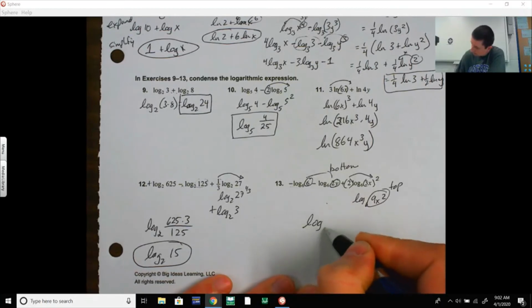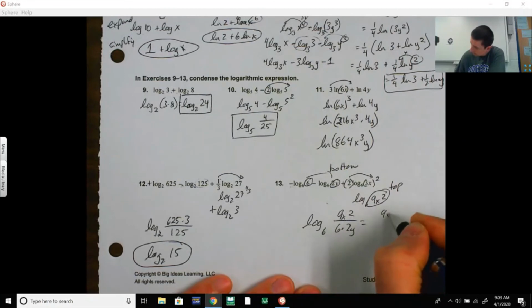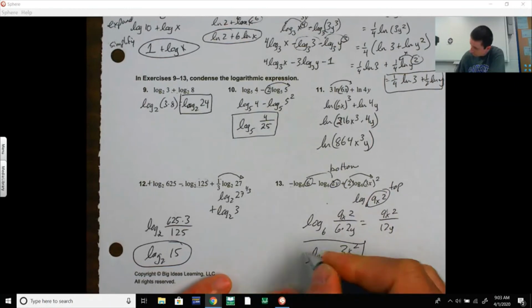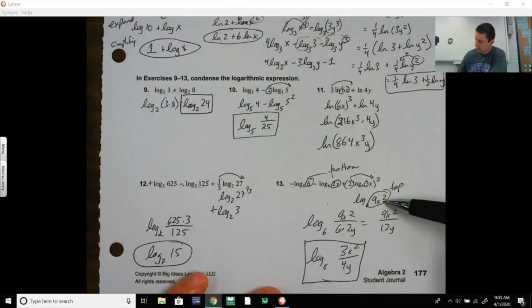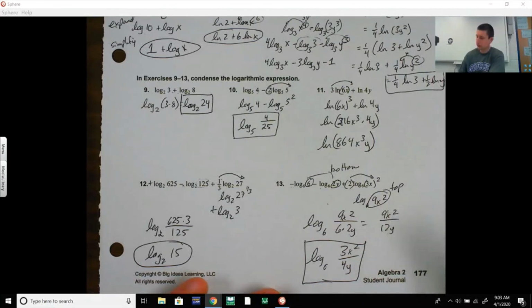So it's log base 6 of 9x squared over 6 times 2y. So 9x squared over 12y, so we get log base 6, 9 over 12 is 3x squared over 4y. Okay, so 9x squared came from this one. It's positive, that's the only thing on top. 6 and 2y we had negative, that's the only thing on bottom. So 9x squared over 12y, and then 9 over 12 is 3/4. So I just reduced that.